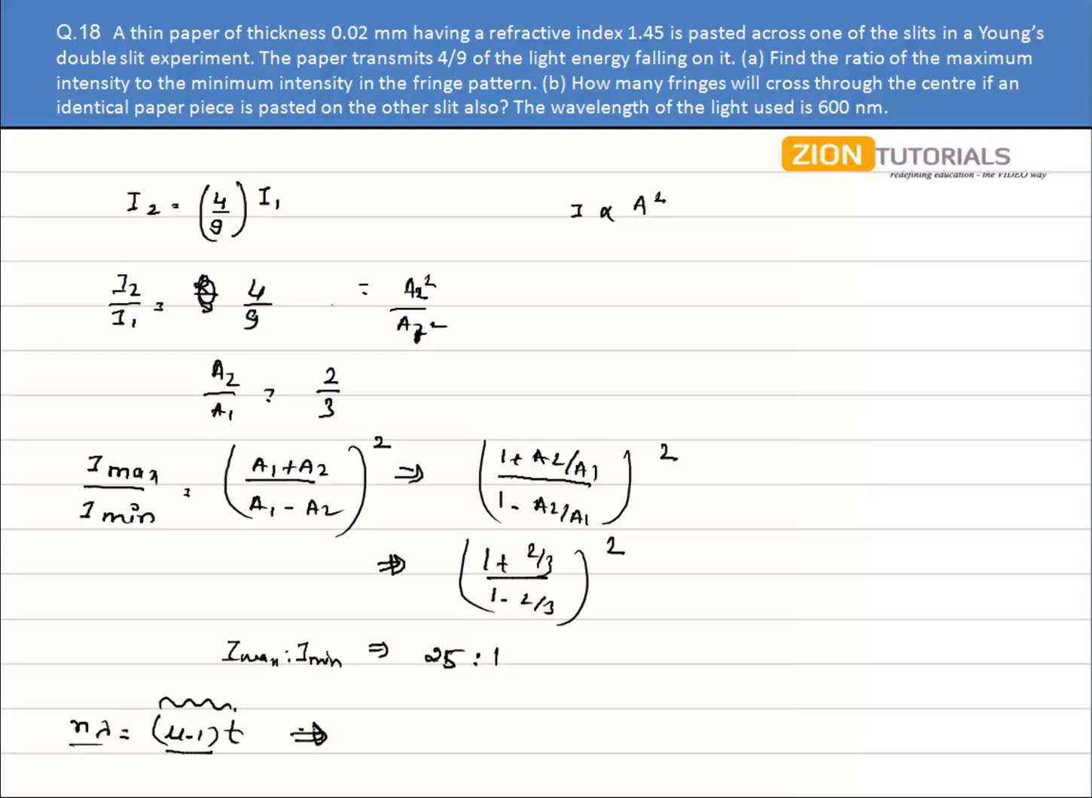So just substitute the value of the remaining data, because mu is known to me, thickness is given to me as 0.02, and the value of lambda is 600. So solve that, you get the value of n as 15. That is the answer.